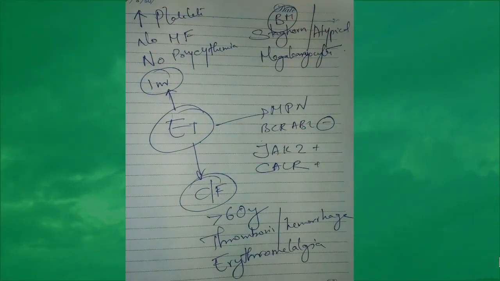Next is ET, essential thrombocythemia. ET is again a myeloproliferative disorder. Here JAK2 and CALR can be positive. Again, it occurs in older individuals. There is increase in platelets, but the platelets may not be fully functional, so it can cause thrombosis or hemorrhage. Another clinically important feature is erythromelalgia, where there will be itching, throbbing pain of skin.